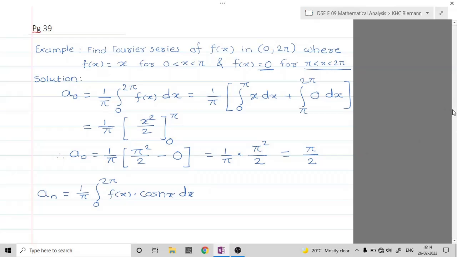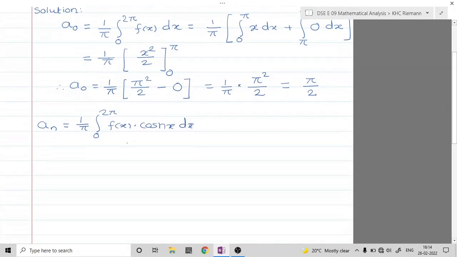Again, as our function is divided into two parts, 0 to pi and pi to 2 pi, accordingly, just as we did in case of a naught, we will do the same thing here. Once again, just as we broke the integration in the case of a naught, here too we will break the integration. 0 to 2 pi has two parts: 0 to pi f of x cos nx, plus integration pi to 2 pi, the second half, f of x cos nx.